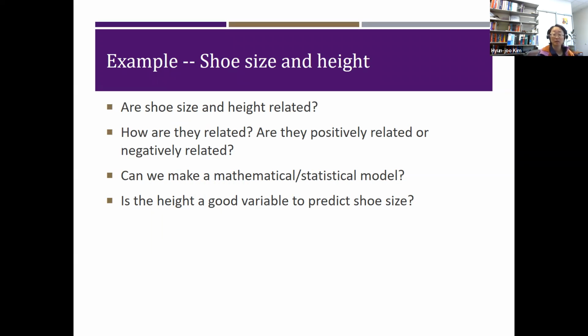So we can actually make slightly different questions. For example, are shoe size and height related? How are they related? Are they positively related or negatively related? Positively related means probably when a person is taller, the shoe sizes tend to be larger. If it is a negative relationship, if a person gets taller, your shoe size is smaller. Can we make a mathematical or statistical model? Is height a good variable to predict shoe size? We can answer all of these questions by the end of chapter 4.